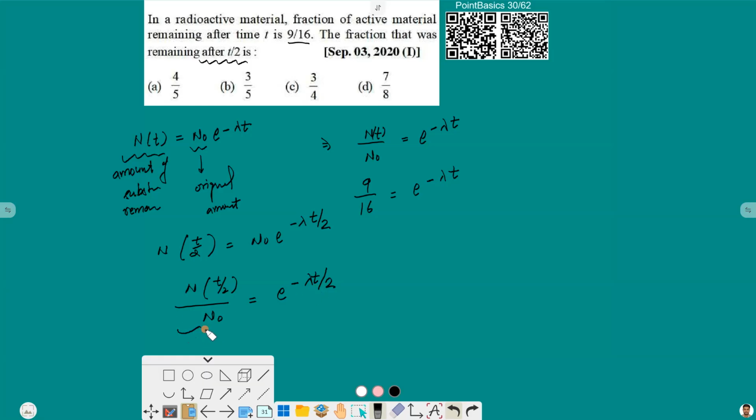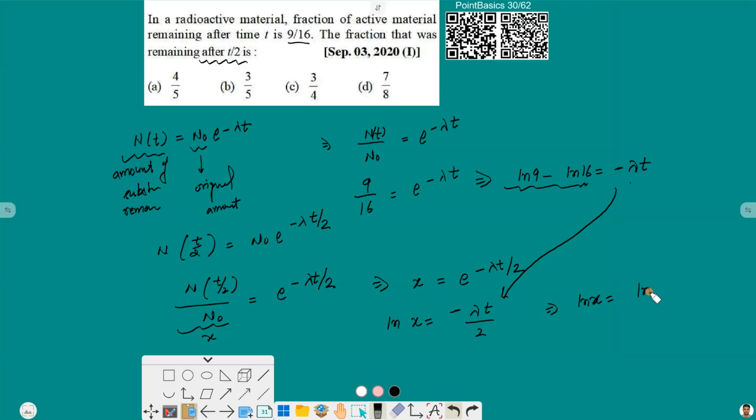Suppose this fraction is x, so I can write that x is equal to e raised to power minus lambda t by 2. Now if I take ln, ln of x will be equal to minus of lambda t by 2. Similarly here, if I take ln, I will get ln 9 minus ln 16 is equal to minus lambda t. Now I can substitute this value here. So what will I get? I will get ln x is equal to ln 9 minus ln 16, divided by 2.